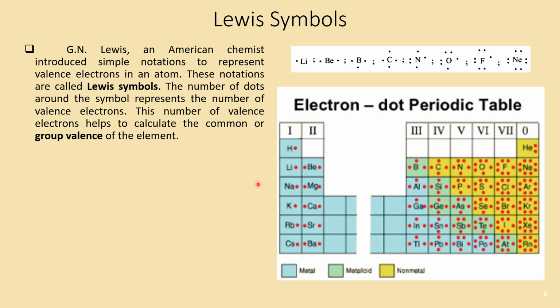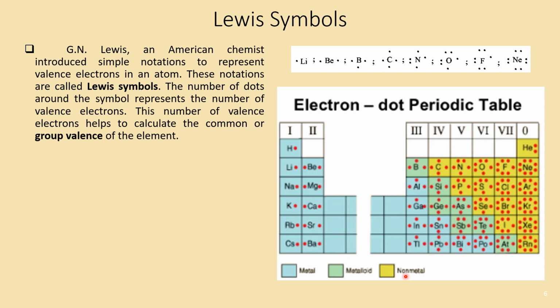Please see the table shown on the screen. Here, the electron dot periodic table for group 1, 2, 3, 4, 5, 6 and 7, as well as the noble gases is shown here. Here you see how it starts with hydrogen. First group, first period hydrogen, and the noble gas helium has got 2. Similarly, in the second period, lithium, beryllium, boron, carbon are shown here.